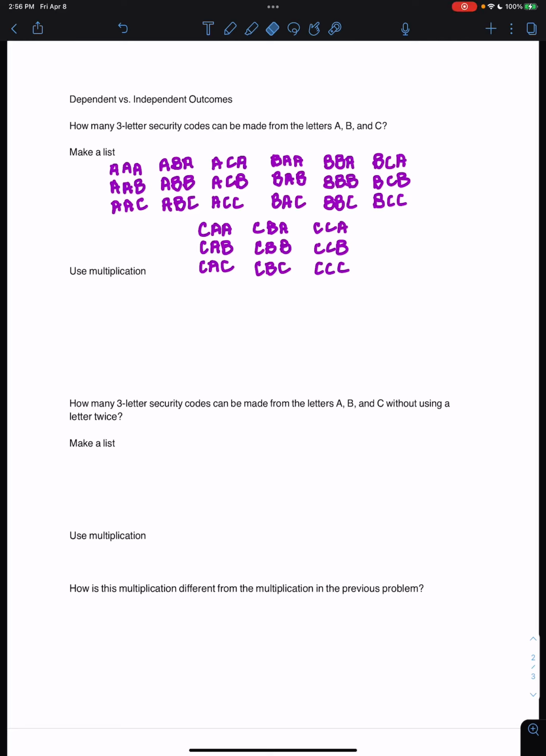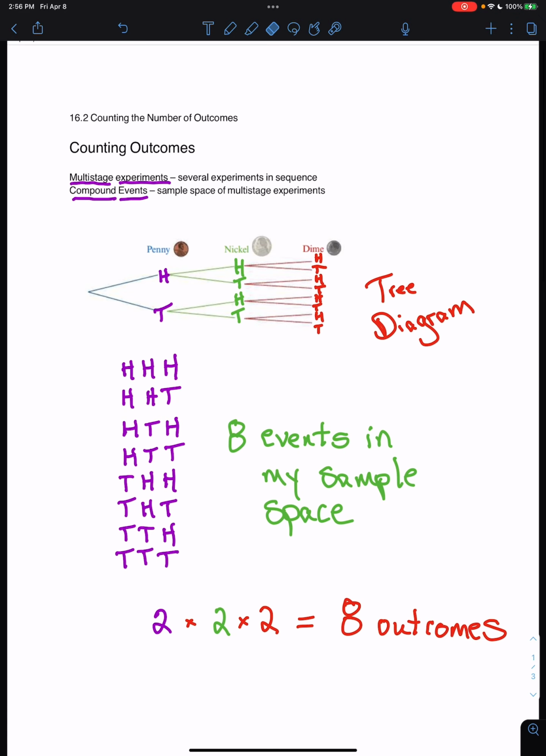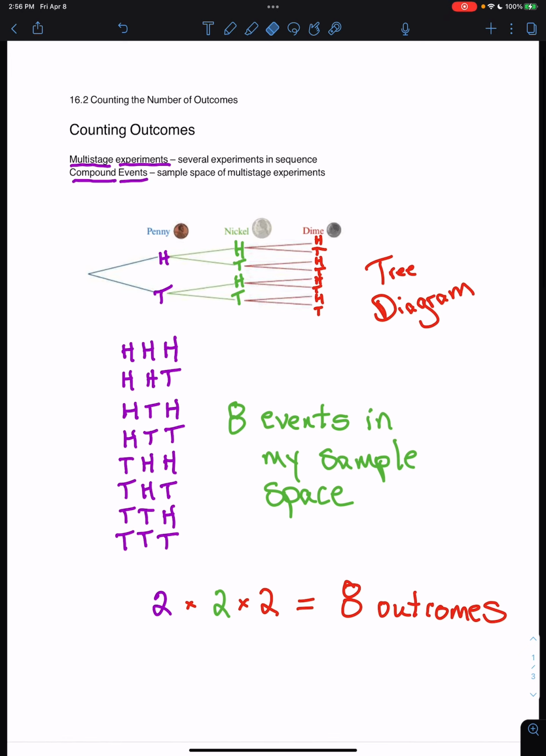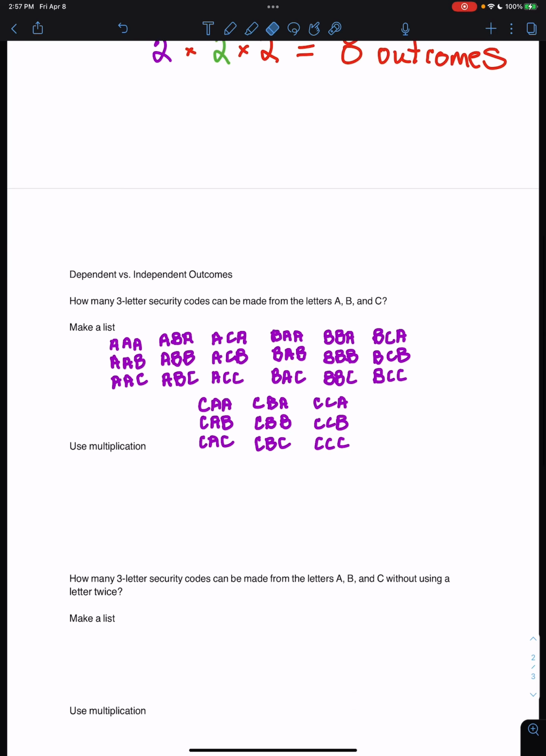In this video, we're going to talk about dependent versus independent outcomes. We've already talked about independent outcomes, even though we didn't call it that. We talked about that in our previous video where we looked at the penny, nickel, and dime, and we made the tree diagram. These outcomes don't depend on each other. So once I flip the penny, I still have the same chance when I'm flipping the nickel and then flipping the dime. I'm not removing any possibilities from my outcomes, so they are independent events.